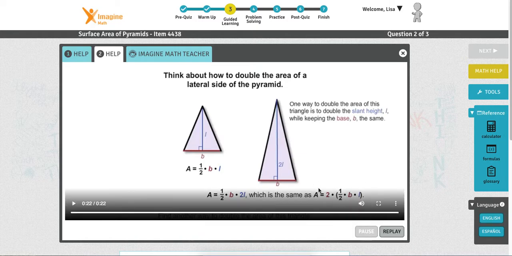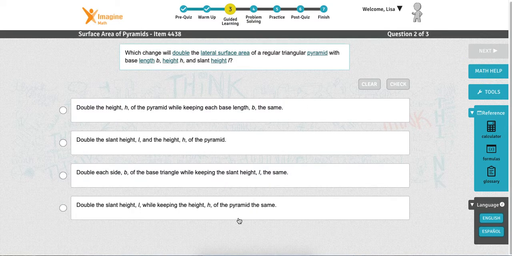Okay, so we are multiplying by the L to make it taller, or we can multiply by the base to make it wider. But remember, we're multiplying one of them times 2. So let's see which one of these talks about that. Well, this says double the height. Well, the height didn't really matter, did it? We didn't talk about the height. We talked about the base and the slant length, okay?